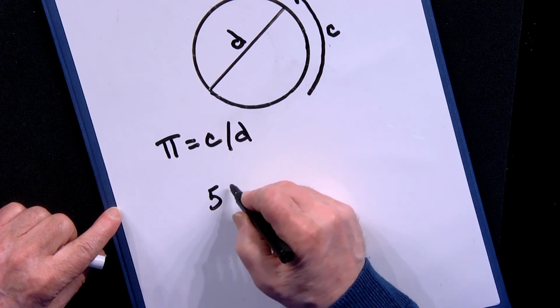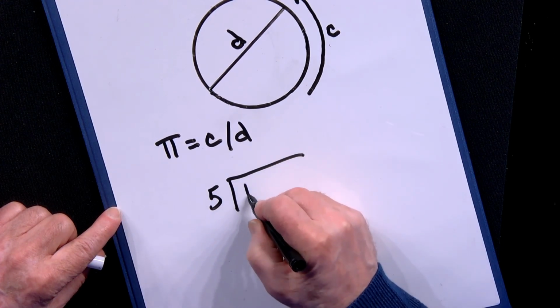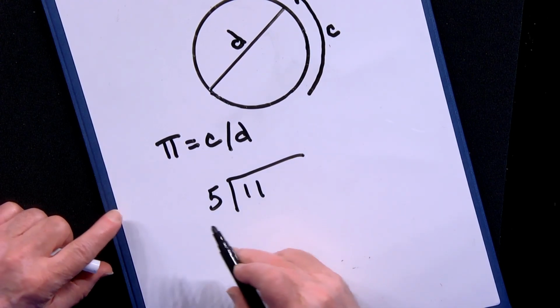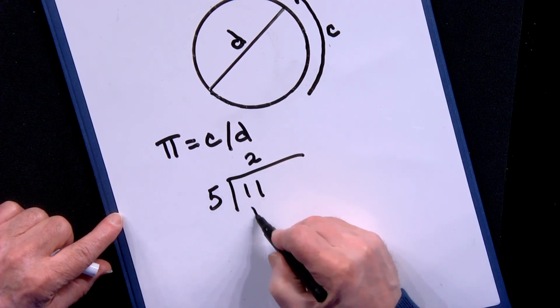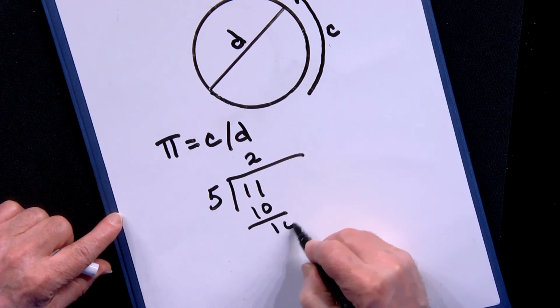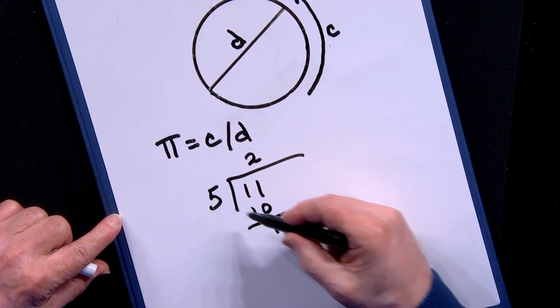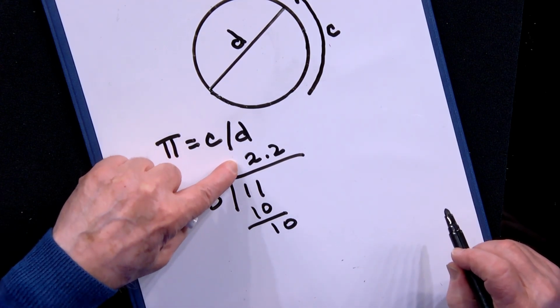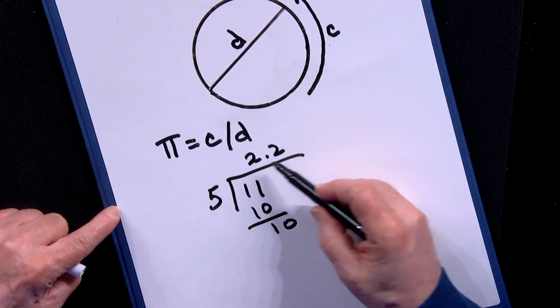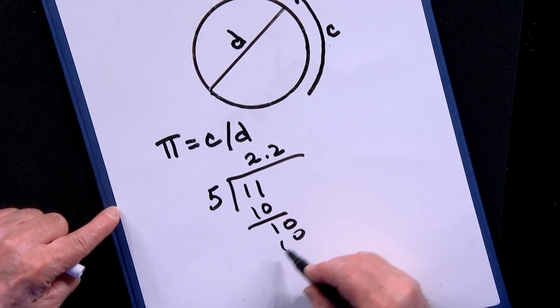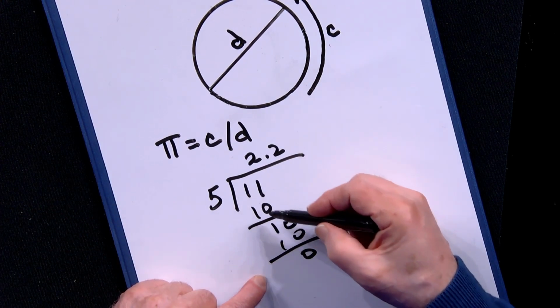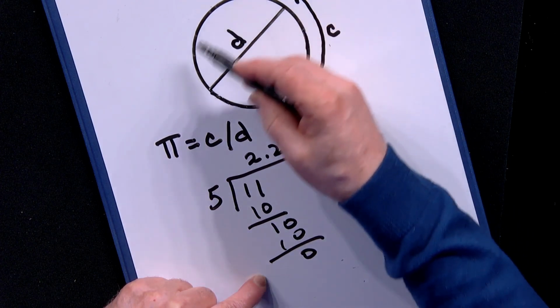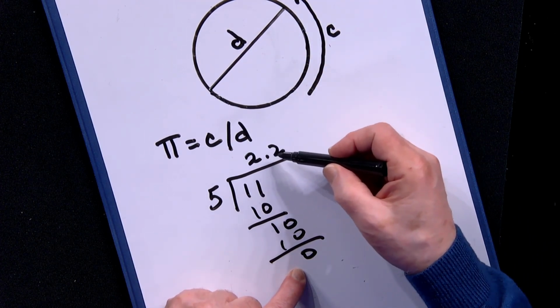Let's see if I can remember how to divide. 5 into 11. So 2 times 5 is 10. And 5 into 10 is 2. So 5 will go in 11, 2.2 times. And look, it came out even, because 2 times 5 is 10, 0. But if you do this with this ratio, it never comes out even.